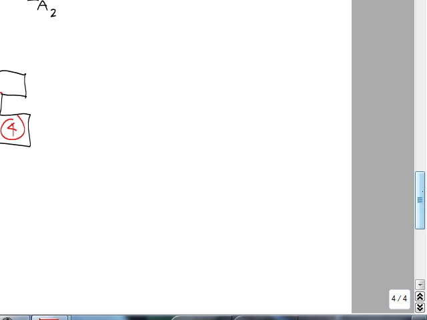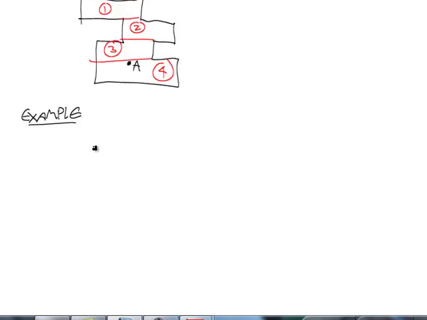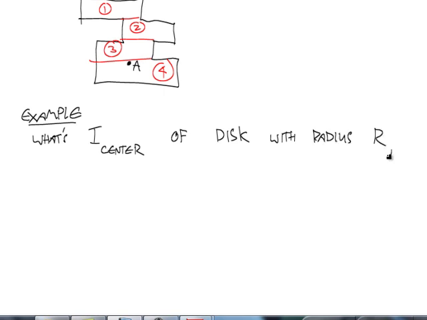So what's the moment of inertia about the center of a disk with radius capital R and a mass M? This is one of the formulas that we're going to use, but let's just do one integral calculation, figure out what this is.